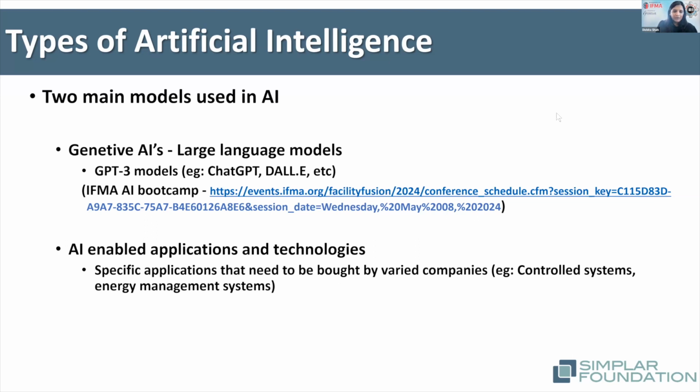The other kind of AI is the applications and the technologies. Those are about the various companies. Basically, they make those applications, and it can be a system, a management system, which can be used with buildings, like building management systems, as well.